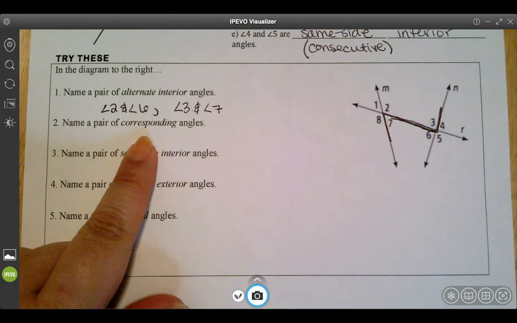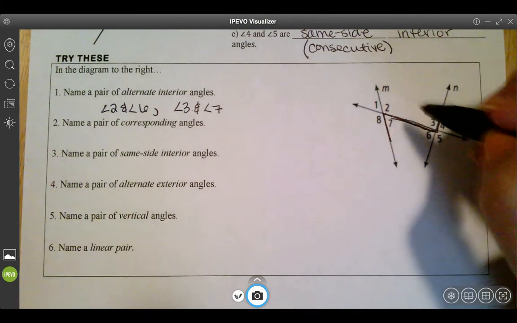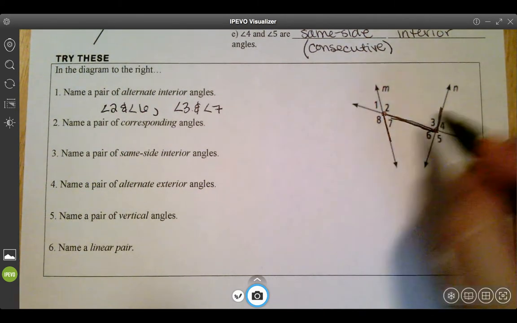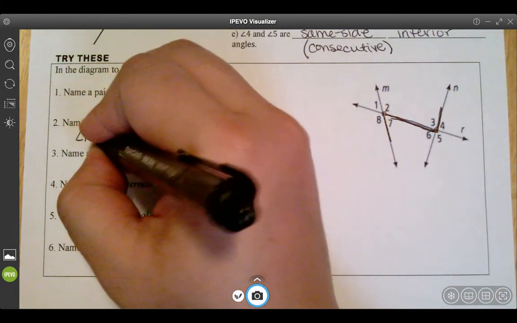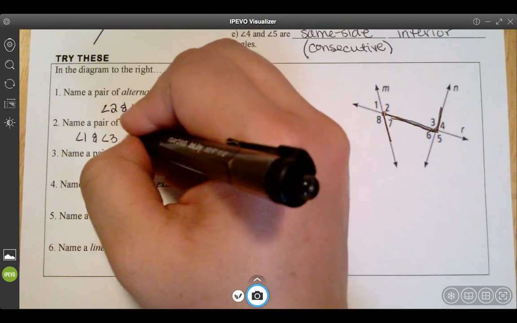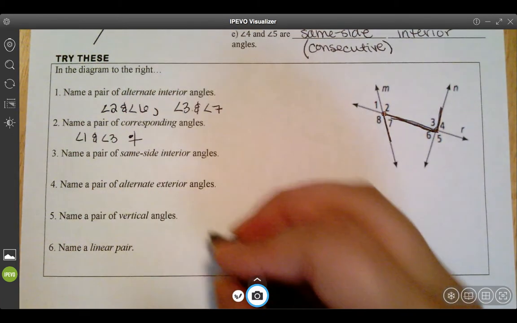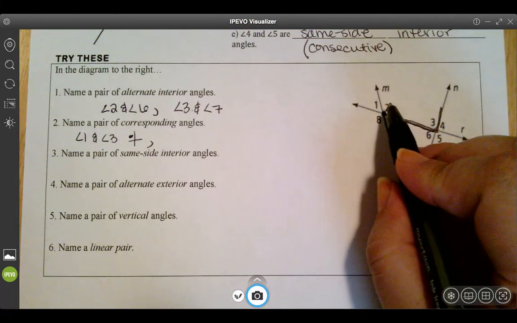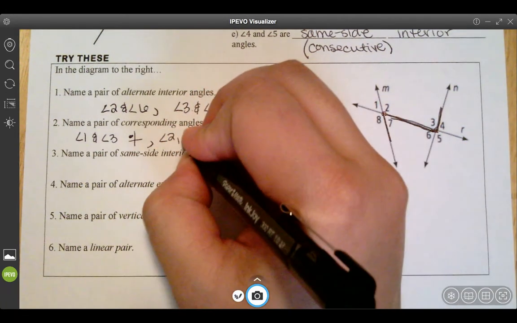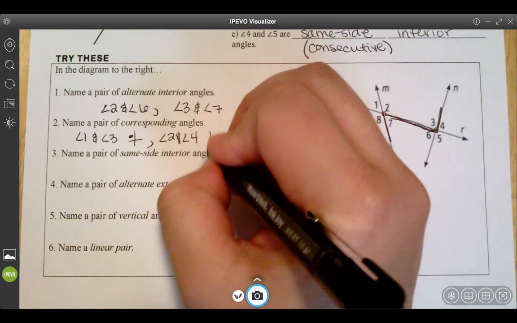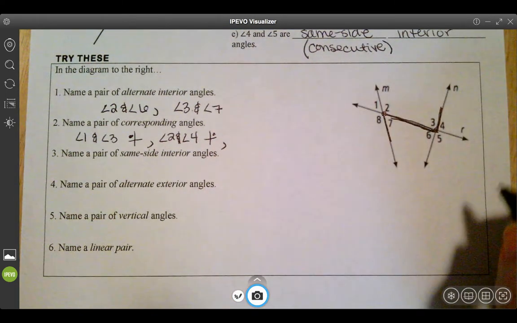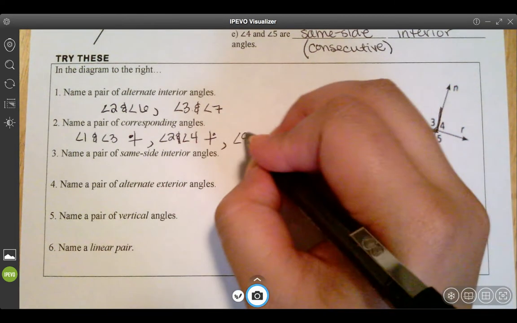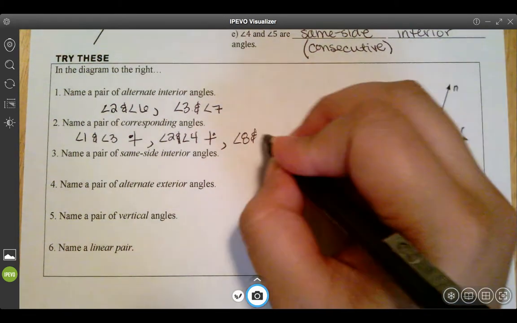Name a pair of corresponding angles. Now there are 4 pairs of corresponding angles here. I can say, looking at these points of intersection, I can go up to the left, that would be 1 and 3. Angle 1 and angle 3, which are this up and to the left angle. And then we can say up and to the right would be angle 2 and angle 4, which is in this position, up and to the right. And then I can say down and to the left would be angle 8 and angle 6.